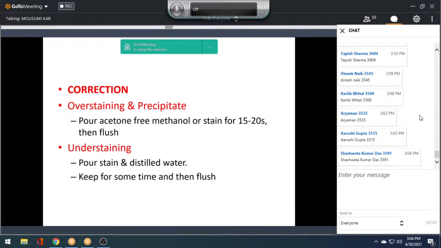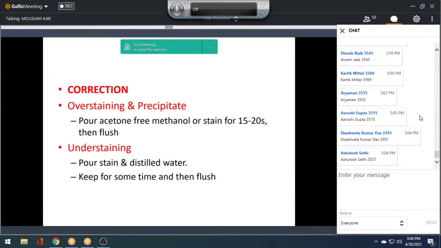So remember this. How will you correct it? It's okay to make a mistake, but you have to know how to correct it. If you overstain it, you pour acetone-free methanol and leave it for 15 to 20 seconds. The fixative in the stain will wash off the excess stain. If you have understained, then it's very simple: you have to stain it for some more time. Remember, staining starts only when you pour the stain plus the distilled water. So you put the stain and twice the amount of distilled water, stain for some more time, and then wash it off. The first 2 minutes are only for fixation. Don't forget that.